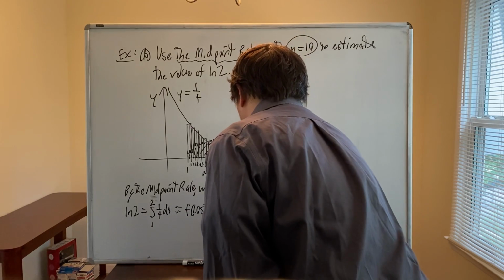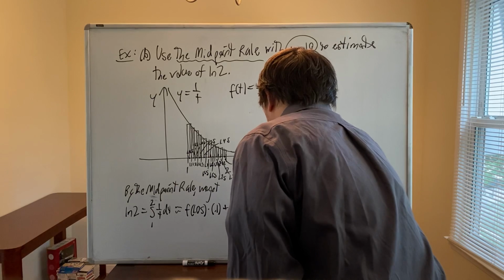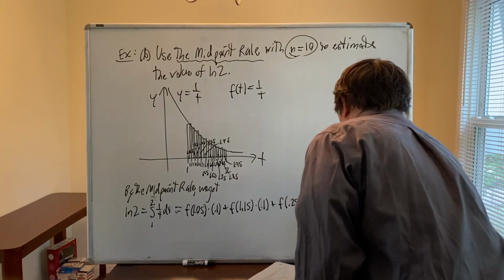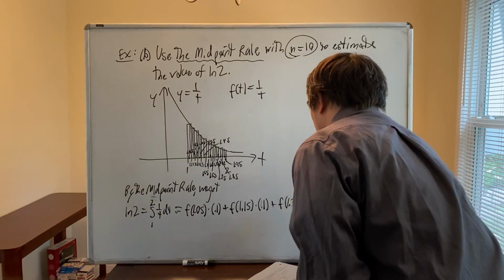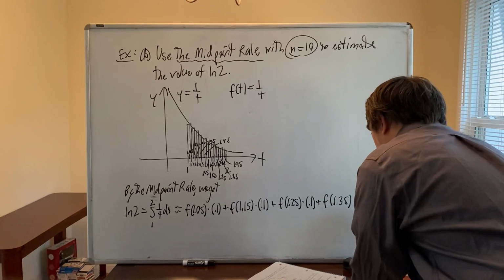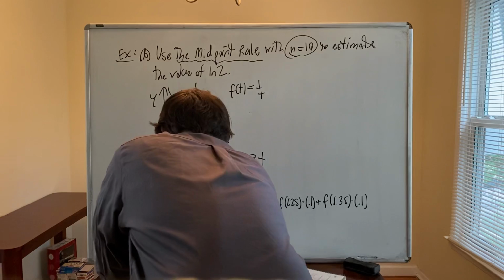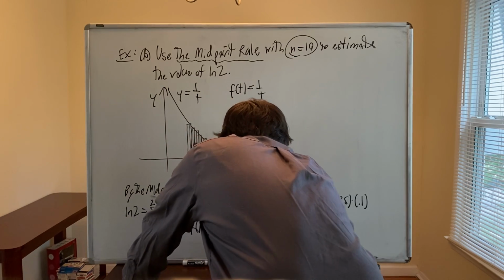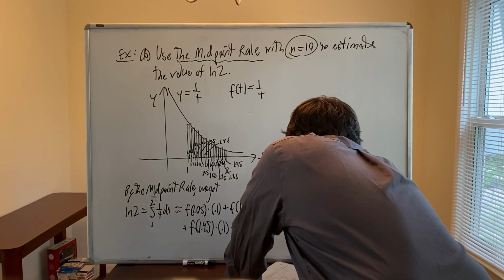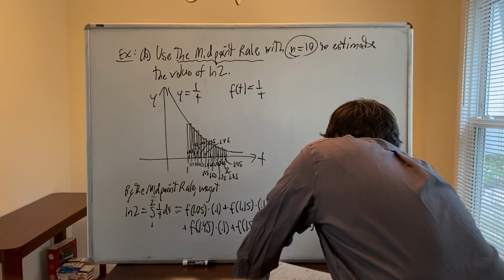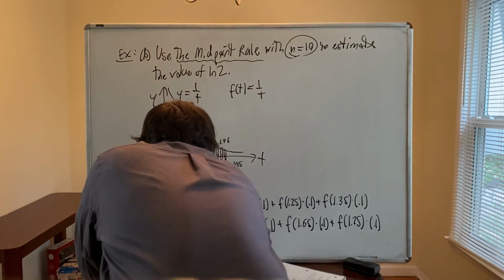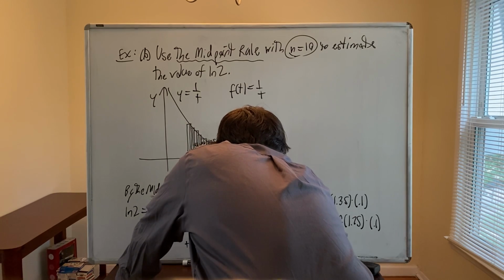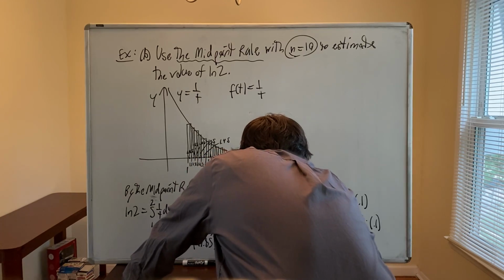1.15 times 0.1 plus f of 1.25 times 0.1 plus f of 1.35 times 0.1 plus f of 1.45 times 0.1 plus f of 1.55 times 0.1 plus f of 1.65 times 0.1 plus f of 1.75 times 0.1 plus f of 1.85 times 0.1 plus f of 1.95 times 0.1. Okay, good.